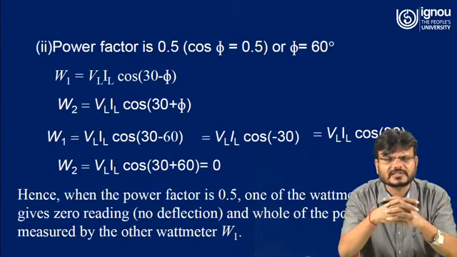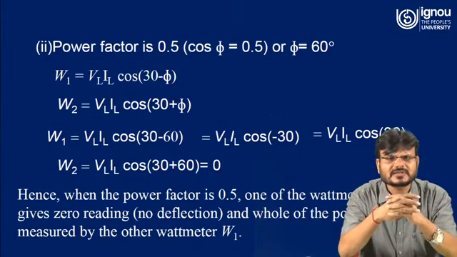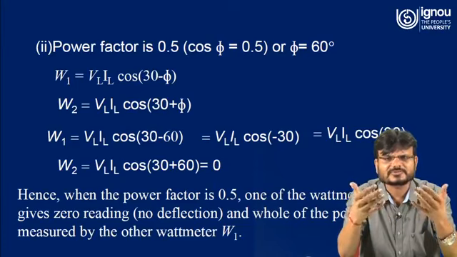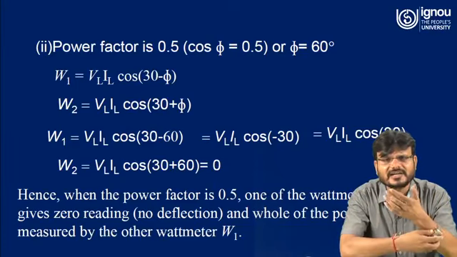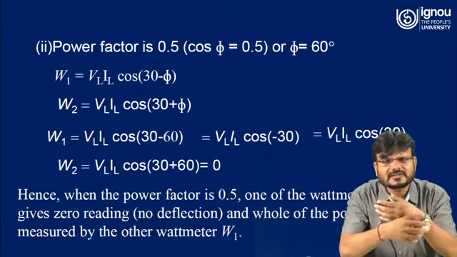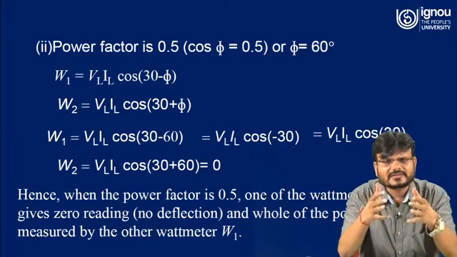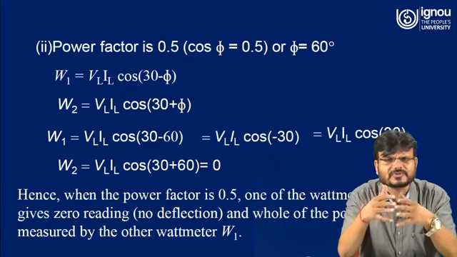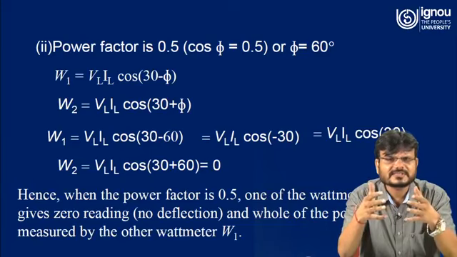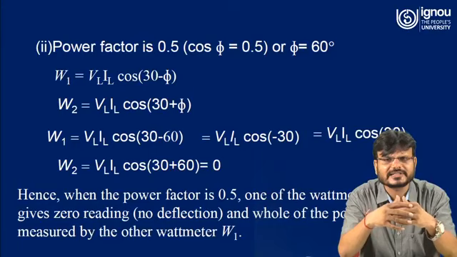Now the second condition that we are going to discuss is that the power factor is 0.5, or 1 by 2. So cos phi is equal to 0.5. And when do you get cos phi equal to 0.5? When phi is equal to 60 degrees, because cos 60 is 1 by 2. That means when the power factor is 0.5, the phase angle between voltage and current is 60 degrees.